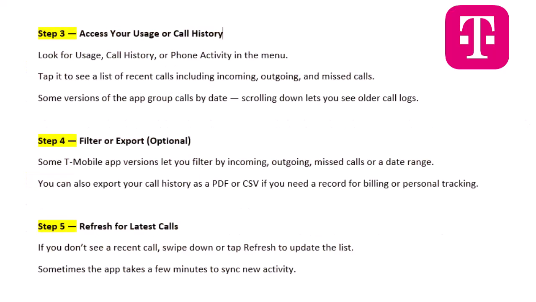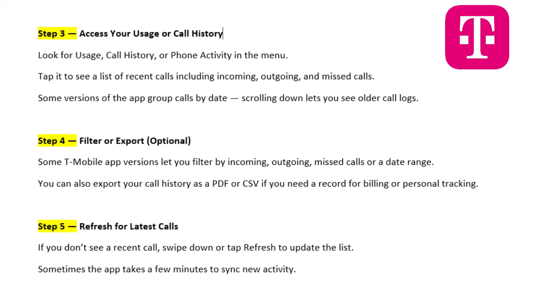Step 3. Access your usage or call history. Look for usage, call history, or phone activity in the menu. Tap it to see a list of recent calls, including incoming, outgoing, and missed calls. Some versions of the app group calls by date. Scrolling down lets you see older call logs.